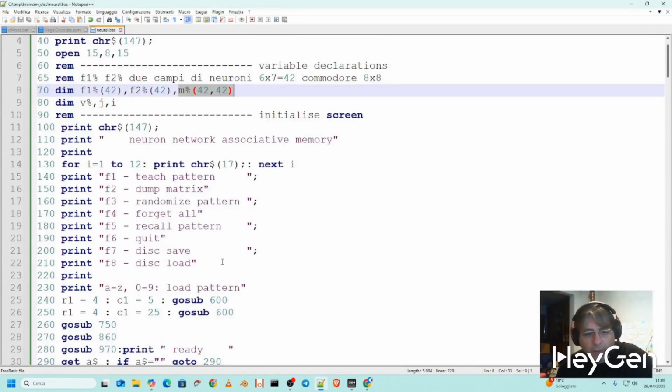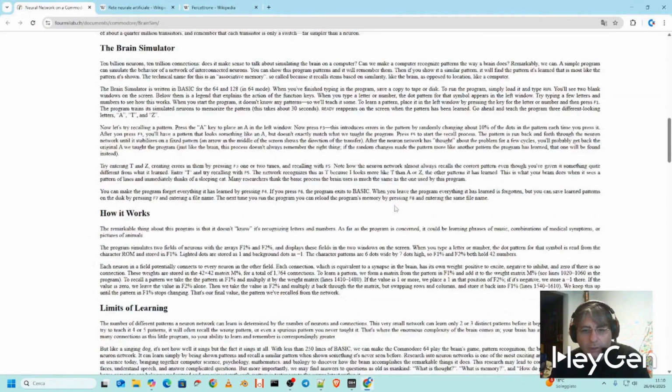The program continues with the teaching of the pattern, showing the matrix. We can also forget everything and do a recognition. And then even once this program learns, we can save it to disk and reload it to get our new configuration. Well, let's always return to our page.